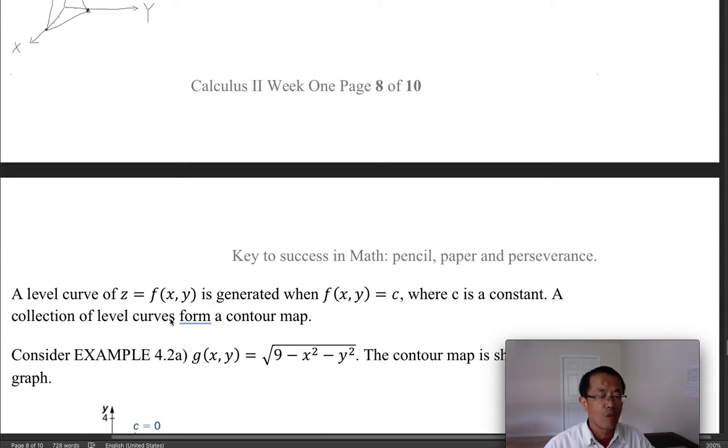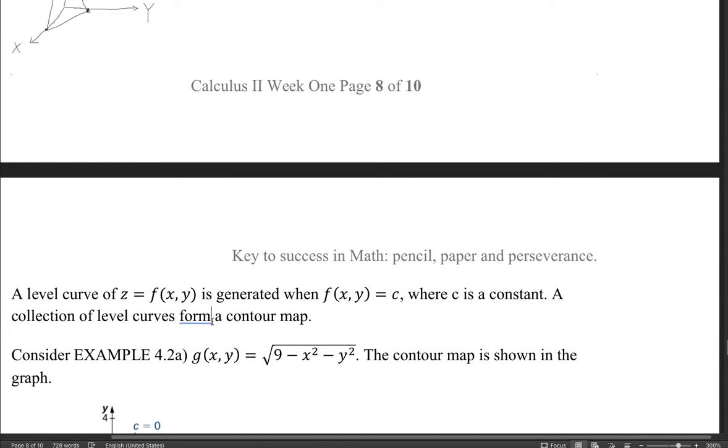A function of two variables would represent a surface. A level curve is generated simply by setting the function as a constant. To see if it really makes sense to you, in the beginning we have three variables. Now, by setting the function as a constant, we only have two variables, right? So that is the situation in the xy plane, and that would represent a curve. That curve is called a level curve, and the collection of level curves forms a contour map.